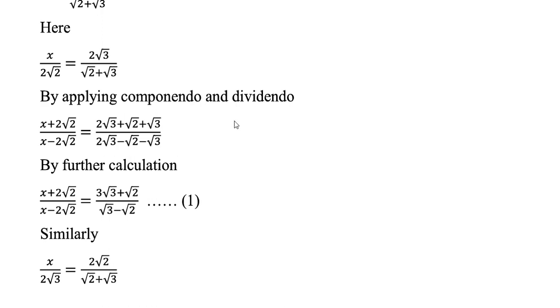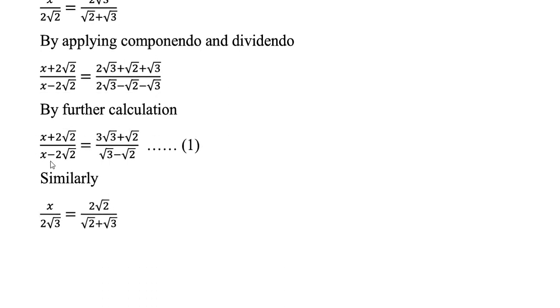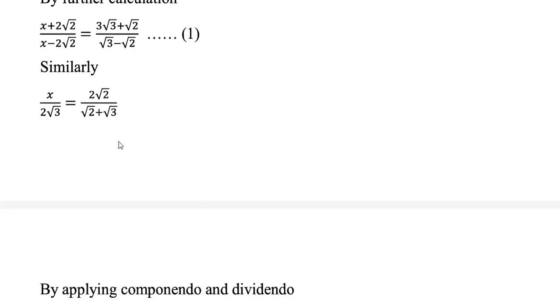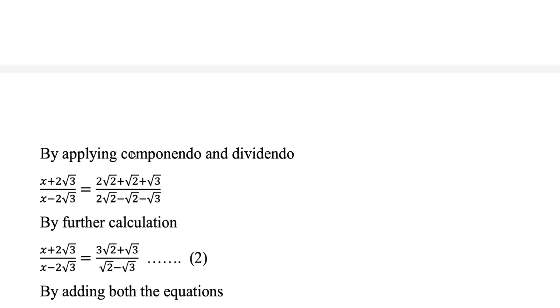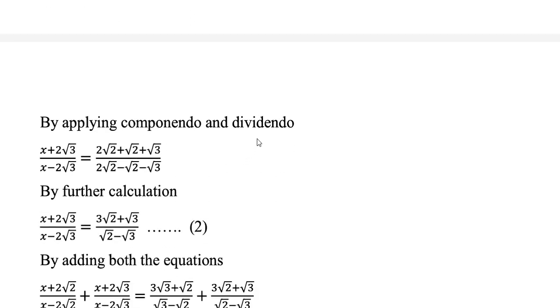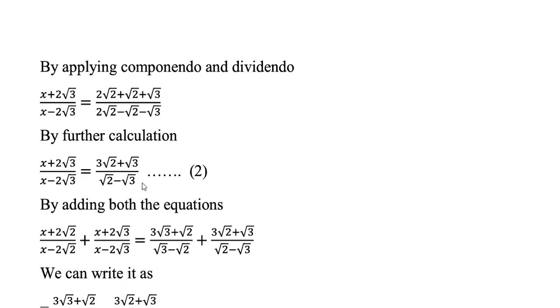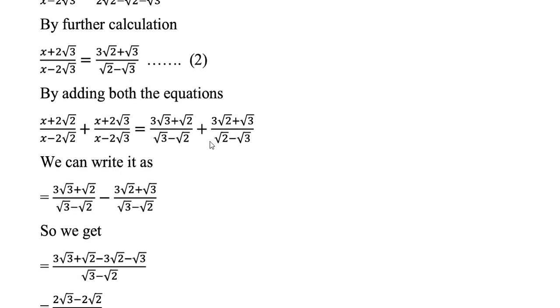After applying componendo and dividendo, you will get equation number 1 like this. After that, go the same way. x divided by 2 root 3 is equal to 2 root 2 divided by root 2 plus root 3. Again apply componendo dividendo. Again make equation number 2 like this. Now add both the equations. You will get this one.